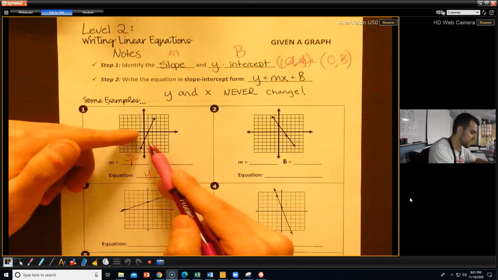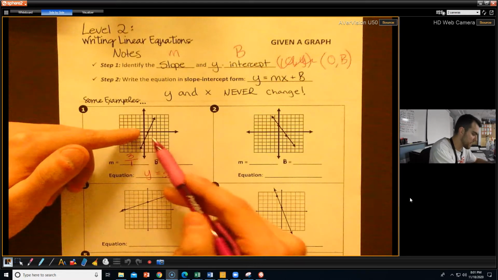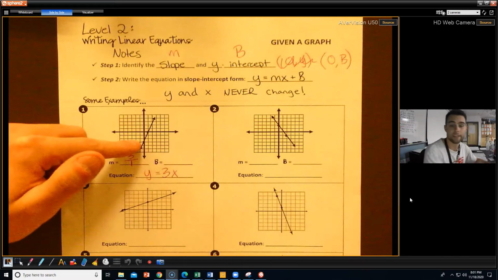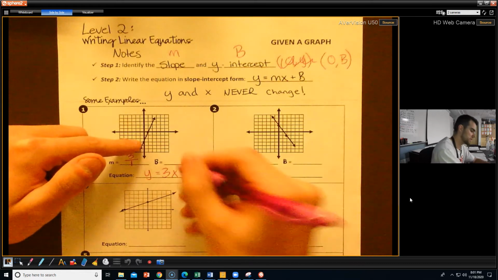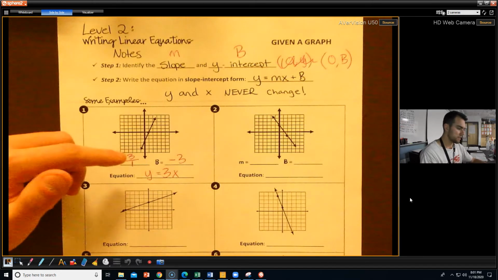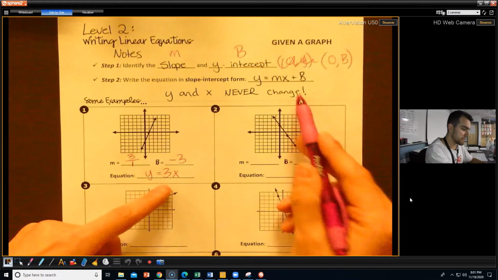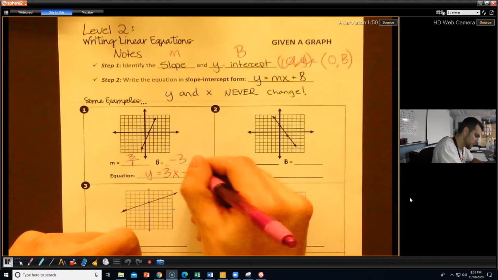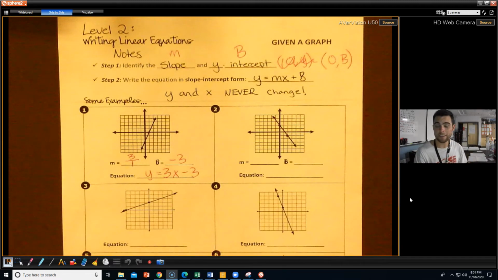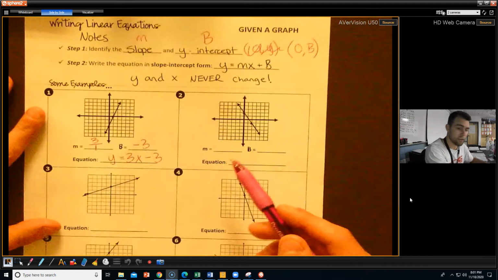So if we look at this guy, looks like the point that's on the y-axis is going to be 0, negative 3. So my b is that negative 3. And so this is y equals 3x and then minus 3. And there we go. That's the equation of the line just by looking at the graph. Okay? That's all we have to do. Let's try that with number 2.